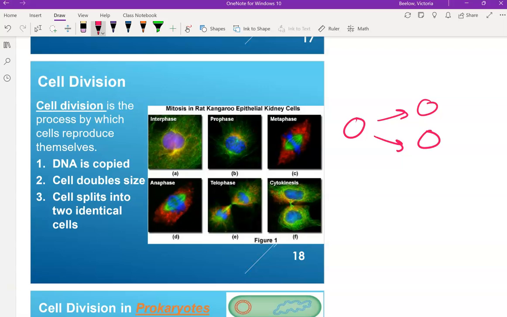So if you're going to go from 1 to 2 cells, you're going to have to copy your DNA, which, remember, that was replication. DNA replication, which we talked about last semester. And if you're going to go from 1 to 2 cells and you want to end with 2 cells that are the same, the cell is going to have to grow. It's going to have to double in size. And then when the cell goes to split in half, you have to split everything equally and make sure that both cells are identical to what you started with.